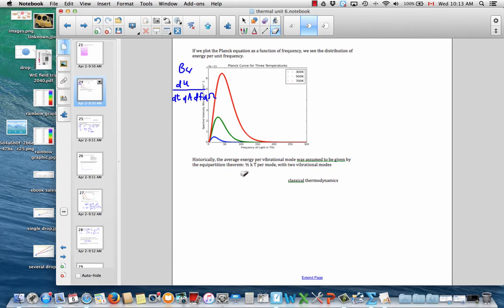Now, to do this, we had to do some statistical mechanics, some quantum statistics. Why did we need to do that? What was wrong with just classical thermodynamics? In classical thermodynamics, as we've seen, there should be, according to the equipartition theorem, a half kT per mode. And with 2 different vibrational degrees of freedom, that would just be 2 times a half kT, or kT of energy.